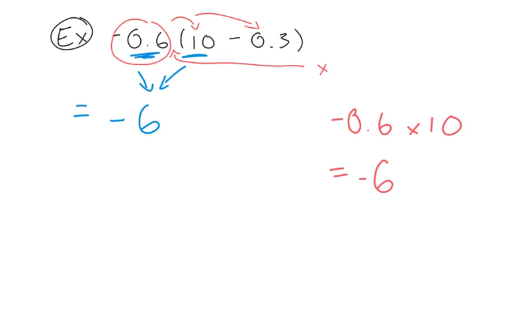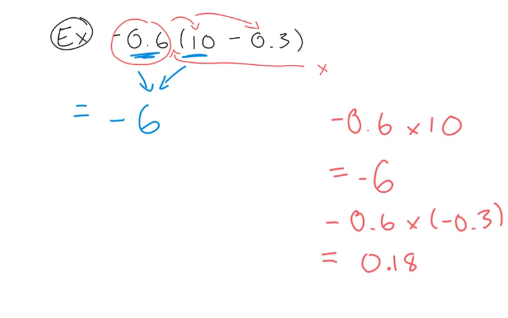Next, I'm going to look at the other two sets of numbers. So I have negative 0.6 multiplied by negative 0.3. You want to look at the numbers first. So 0.6 multiplied by 0.3 is 0.18. You can find that answer using your calculator. Afterwards, we're going to look at the signs. When you have a negative number multiplied by a negative number, the answer actually is positive.